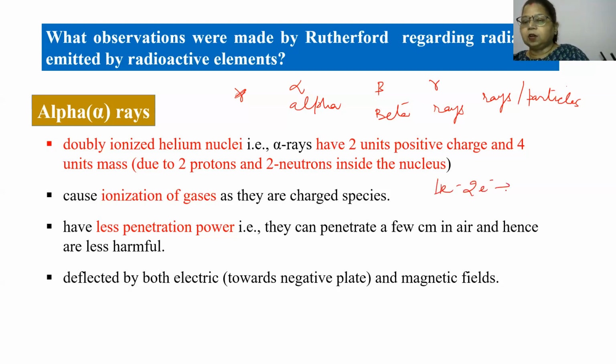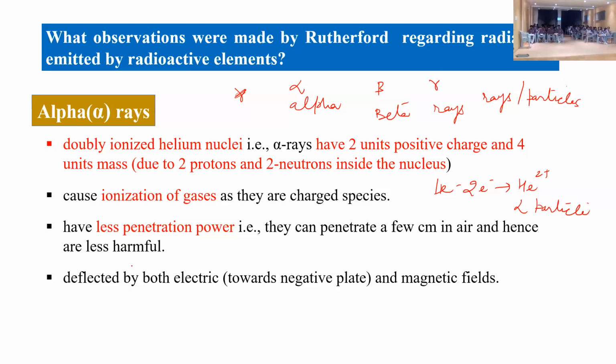Helium minus 2 electrons will become He2+, or this is an alpha particle, right? They can ionize the gases. That means if they are allowed to pass through a gas, what will happen? Since they require 2 electrons back, what will they do? They will try to take them from that particular gas, right? As a result, the gas will be converted into ions. Is this point clear to you?